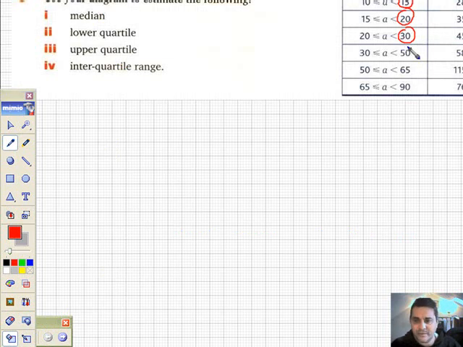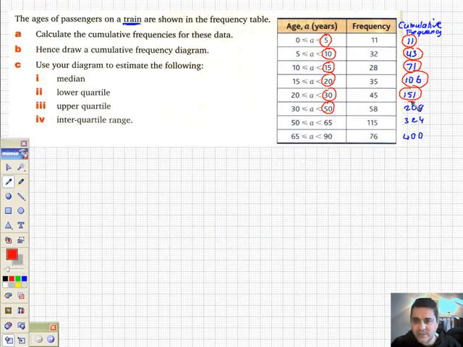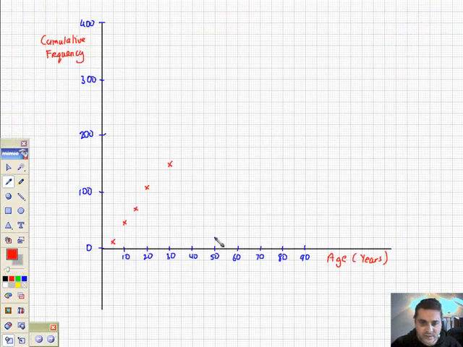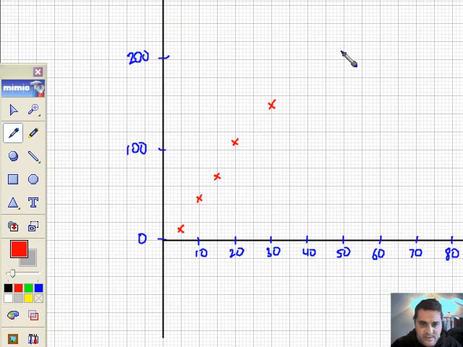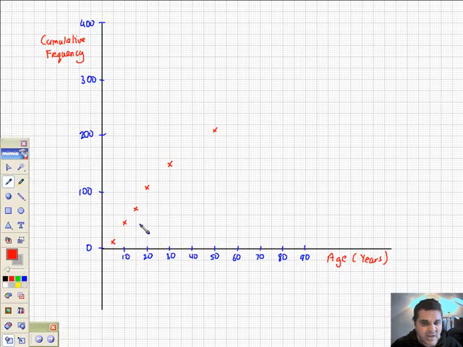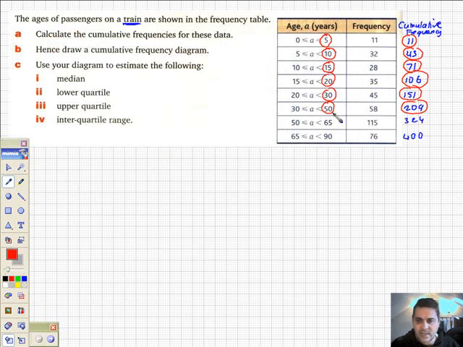Right, next one. 50 along, that's a jump, and 209 up. So 50 and 209. Here's 50. Here is 220, so I'm going to go for 210, 209, about there. Okay. Next one, 65 and 324.